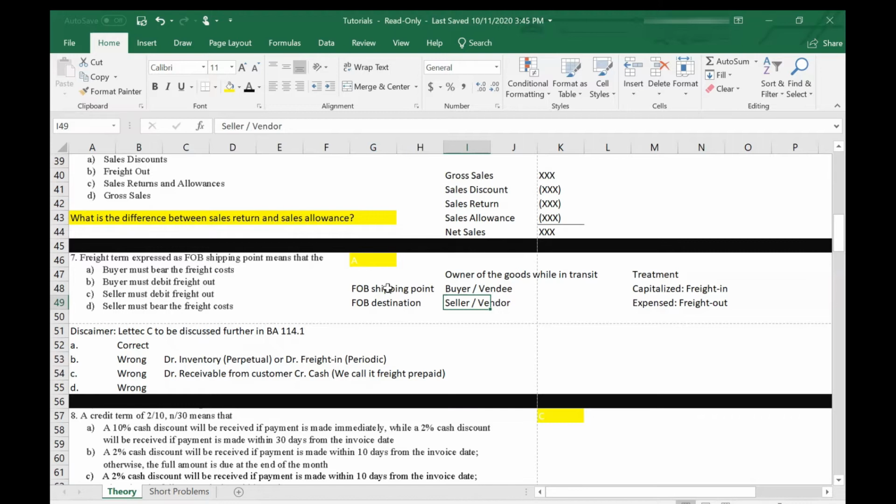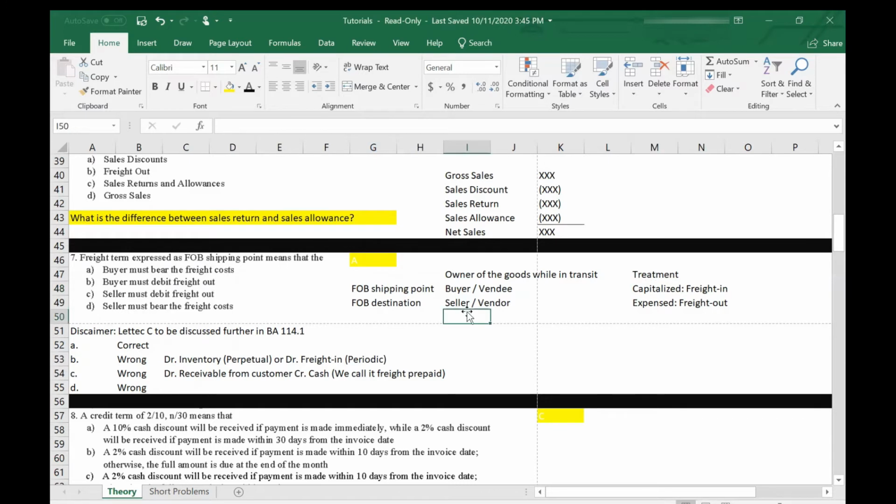Therefore, kung sino yung owner ng goods while the goods are in transit, he or she should be the one who should shoulder the freight. For example, kapag under FOB shipping point, si buyer yung owner of the goods. Therefore, it's the buyer who should pay the freight. So what's the treatment? Si buyer, kinakapitalize niya yan as freight in, di ba? Kung periodic system, the buyer will debit freight in and will credit, for example, accounts payable. Pero kung cash basis naman, debit freight in, credit cash.